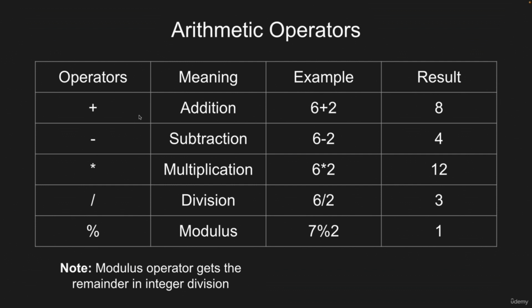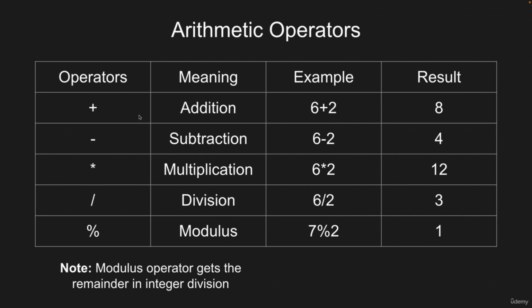Here are the common arithmetic operators. We have addition, subtraction, multiplication, division, and the modulus operator. As you see here, there are the symbols for the operator, the meaning of the operator, and an example and a result. 6 plus 2 is 8, 6 minus 2 is 4, 6 times 2 is 12, 6 divided by 2 is 3. The modulus operator is something you may have never seen before if you have never used it.